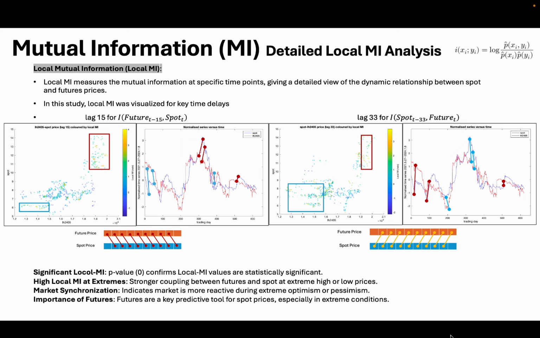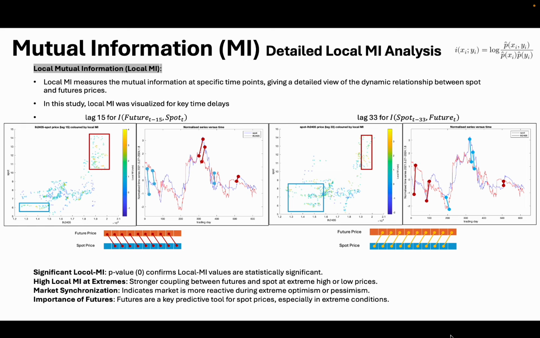In this study, we focus on visualizing two time lags. Lag 15 looks at how the future price 15 days ago relates to the current spot price. Lag 33 looks at how the spot price 33 days ago affects the current future price. So what did we find?